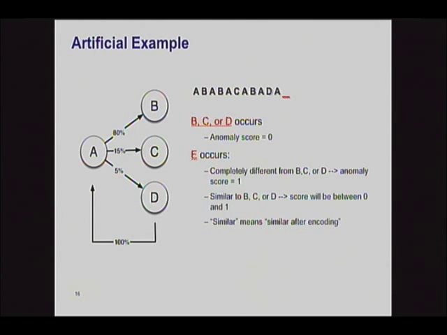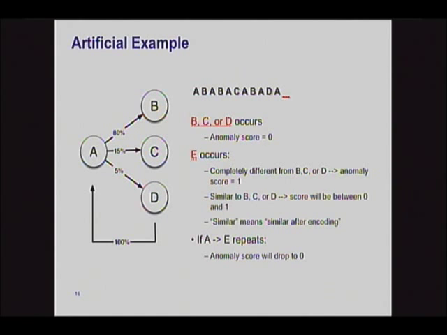Suppose A to E repeats quite often, multiple times in this scenario. Then the anomaly score will drop to 0 again, regardless of how different it was from B, C, or D. So this is the continuous learning part of it.